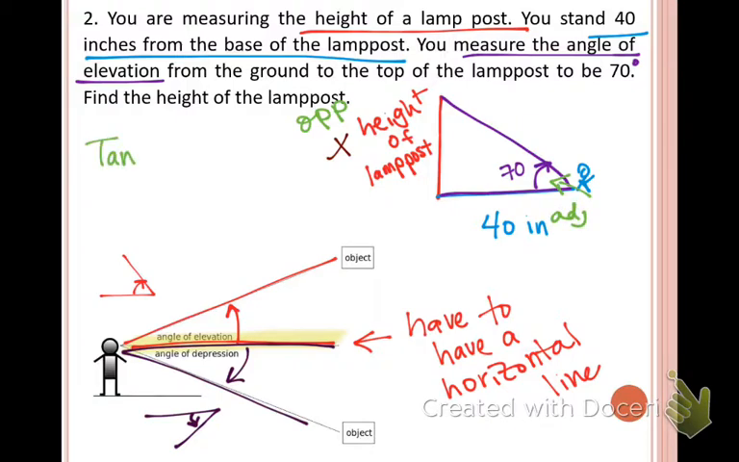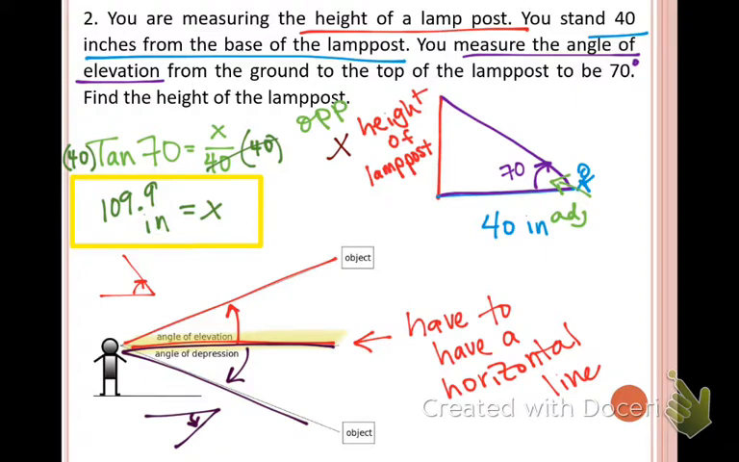Tangent of 70 degrees equals the opposite, x, over the adjacent, 40. Multiply both sides by 40. We're going to round to the tenth again. 109.9 inches. Good.